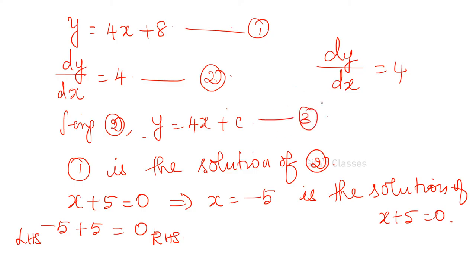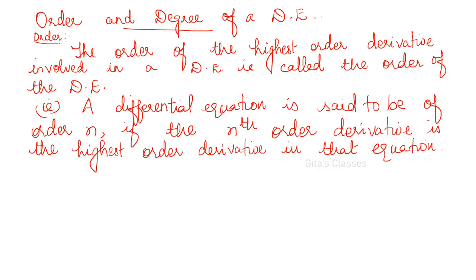Okay. So generally we say that 3 is a solution of equation 2. You can say 1 is a solution of equation 2 also. Understood. So this is satisfying. Solution means if you are given one differential equation, solving the differential equation means you have to find out y as a function of x, or a relationship between x and y, which satisfies the differential equation.